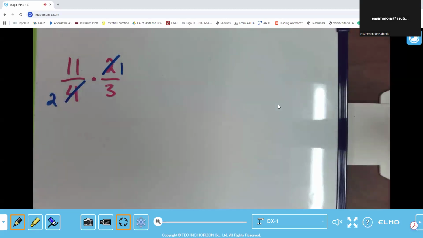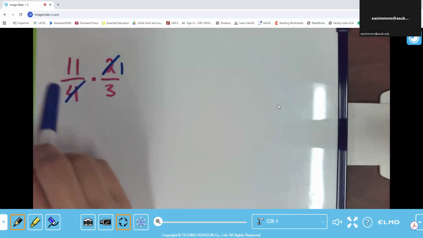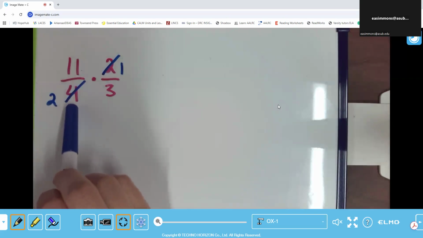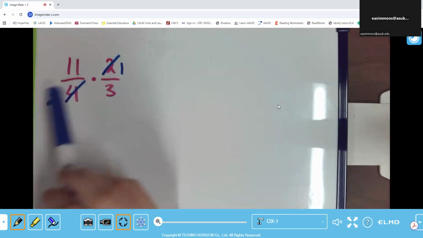Okay, I thought it would be easier to record a little video explaining what they're doing here than trying to type it out. So when you're multiplying, if you have the same number in the denominator of one number and the numerator of the other number, you can cancel things out.